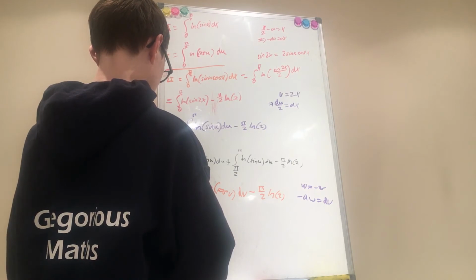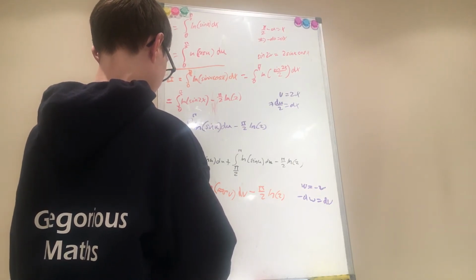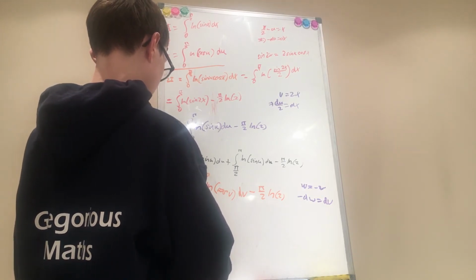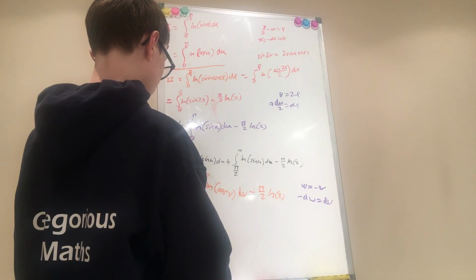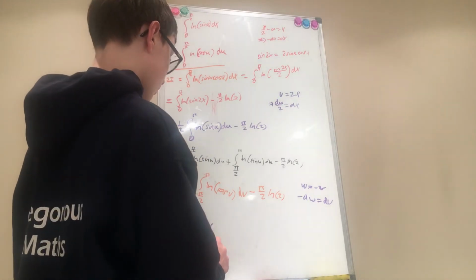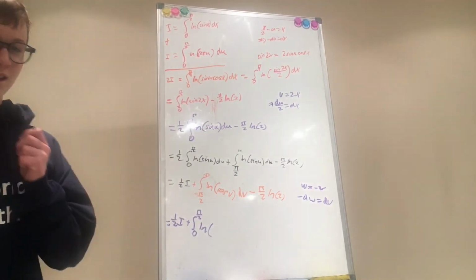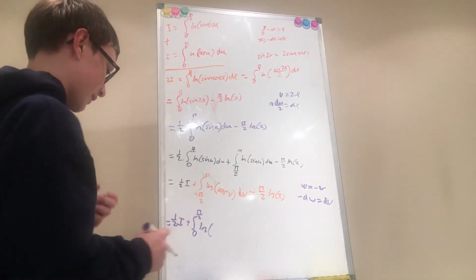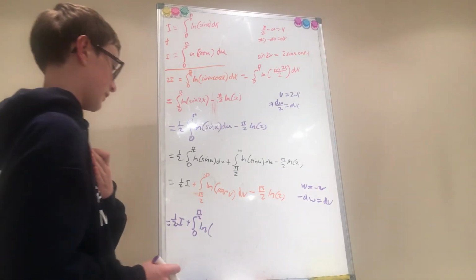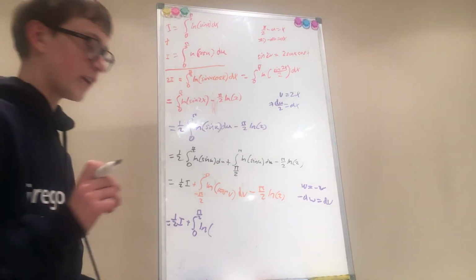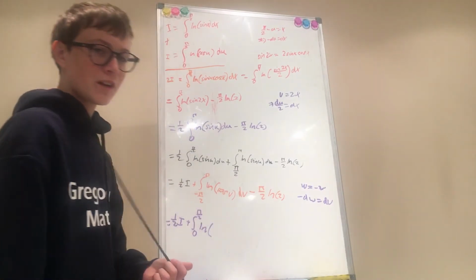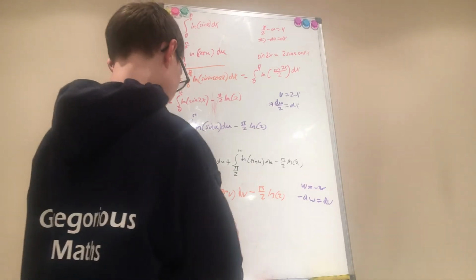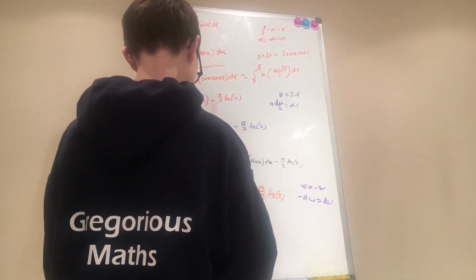plus the integral between 0 and pi over 2 of ln of, oh yes! Thankfully, we can exploit the fact that cosine is an even function. So cosine of negative w is equal to cosine of w.